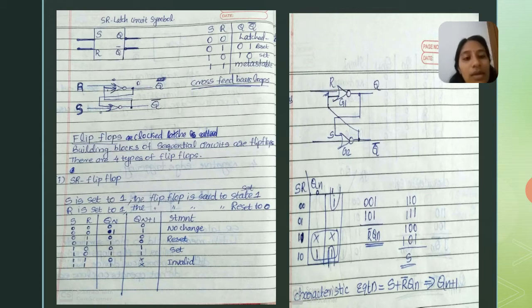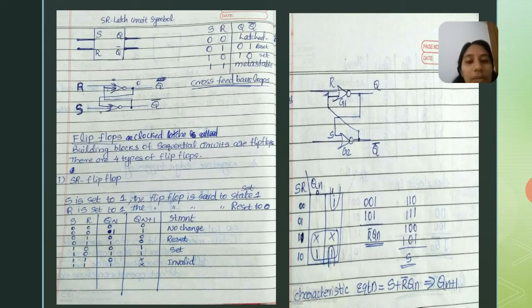As I already said, S is for set operation, the flip-flop is set to 1. R is for reset operation, the flip-flop is reset to 0. Let's see. S, R and Qn, the three combination of input, and Qn plus 1 will be the output. Based on the change of the present state to next state, that is Qn to Qn plus 1, we are writing a statement.